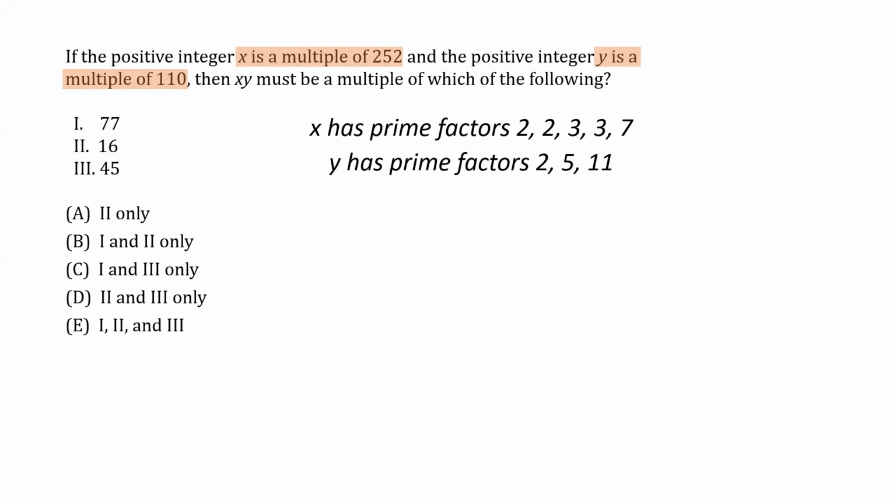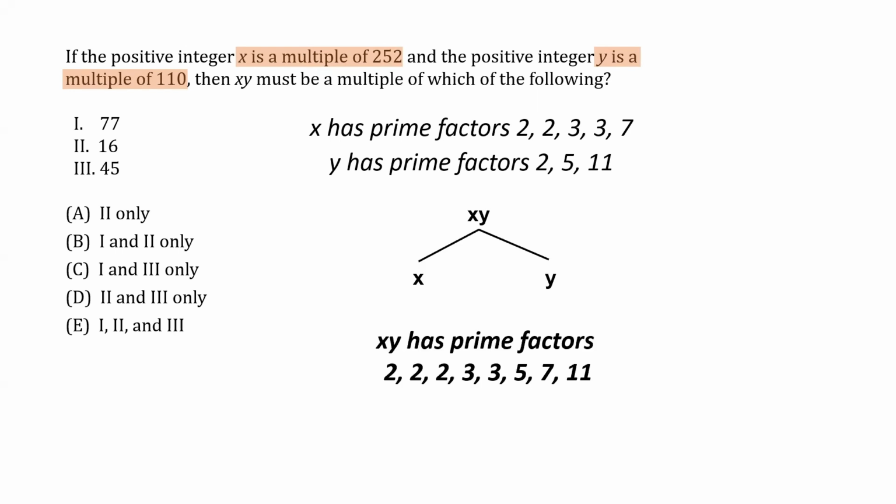The prime factor tree for xy could start off with branches for x and y, going down to all the prime factors of x and all the prime factors of y. I can say that xy definitely has these prime factors. I can use this fact to assess the 3 mini questions. For xy to be a multiple of 77, it must contain the prime factors of 77, which are 7 and 11. Does xy contain these prime factors?